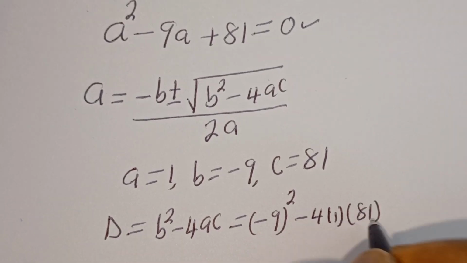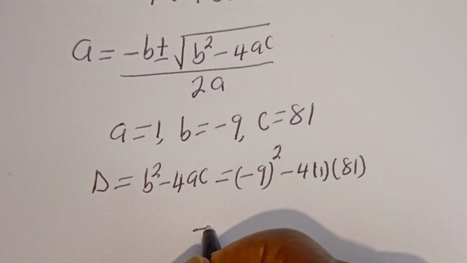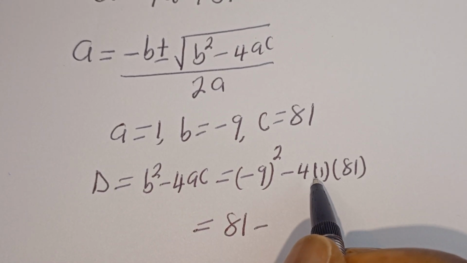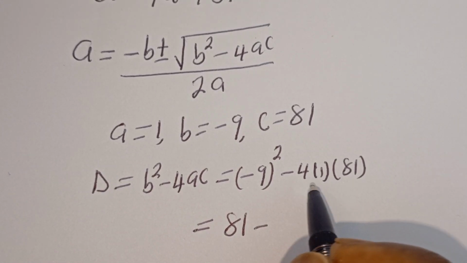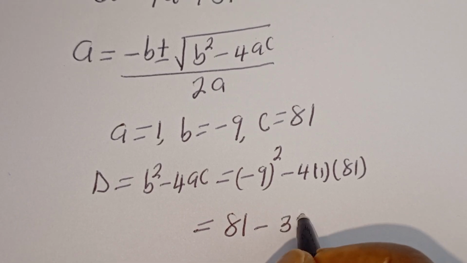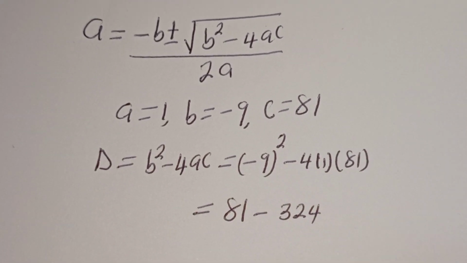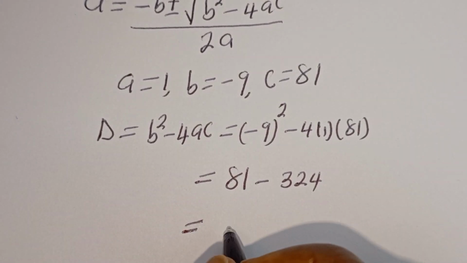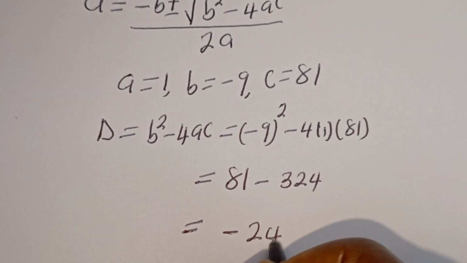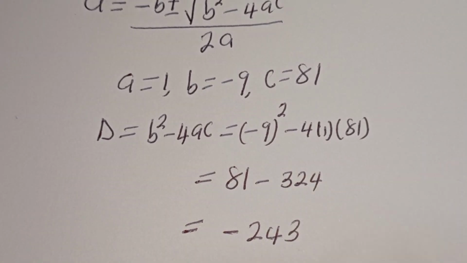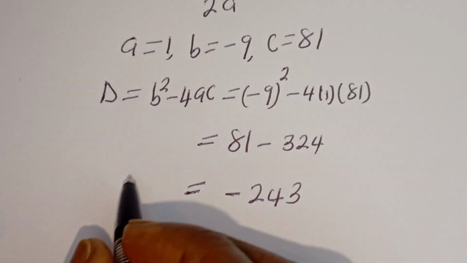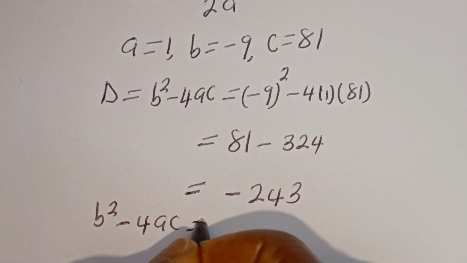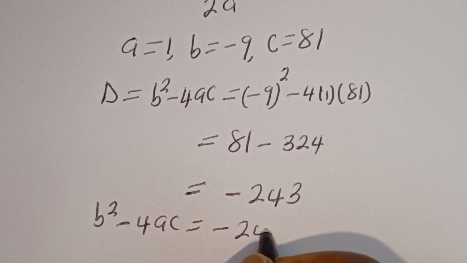D is equal to b squared minus 4ac, which is equal to minus 9 squared minus 4 multiplied by 1 multiplied by 81. And this is equal to minus 9 squared, that is 81, minus 4 multiplied by 1 multiplied by 81, that is 324. And this is equal to 81 minus 324, that is minus 243. Therefore, b squared minus 4ac is equal to minus 243.